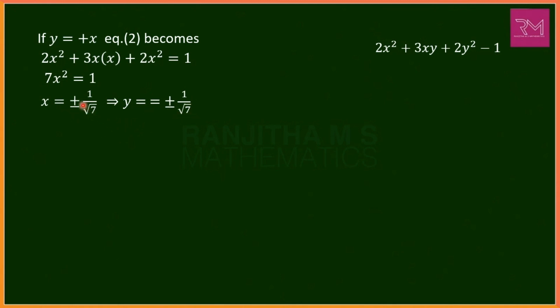Hence, we get the value of x and y as plus or minus 1 by root 7. The stationary points are plus or minus 1 by root 7, comma, plus or minus 1 by root 7. After finding stationary points, the next step is to find the extreme values, that is, the maximum value and the minimum value.